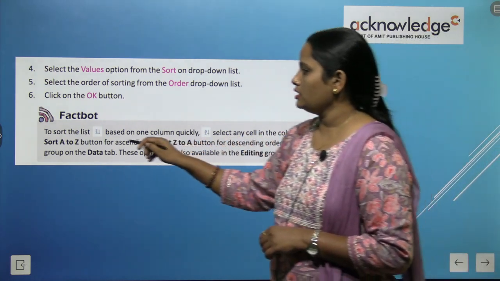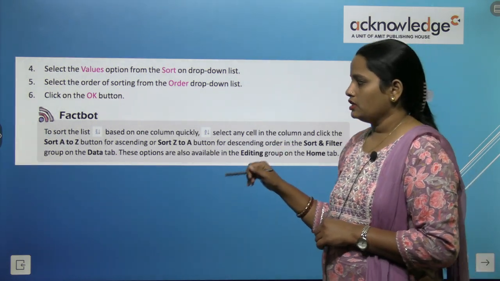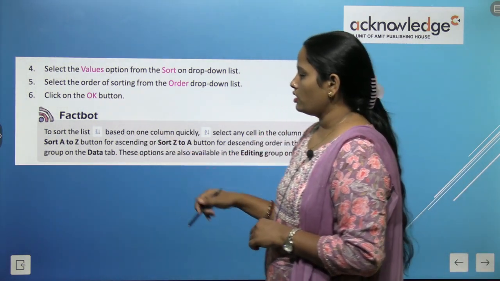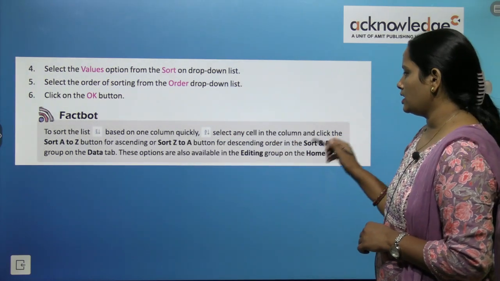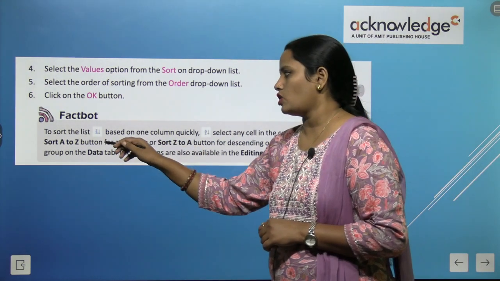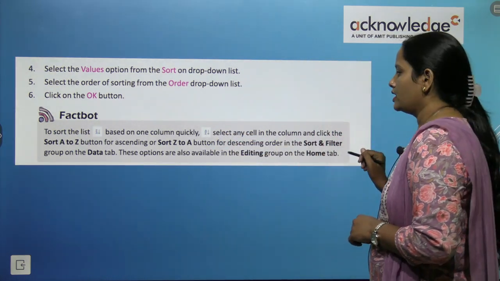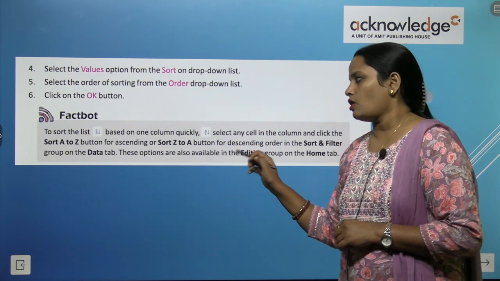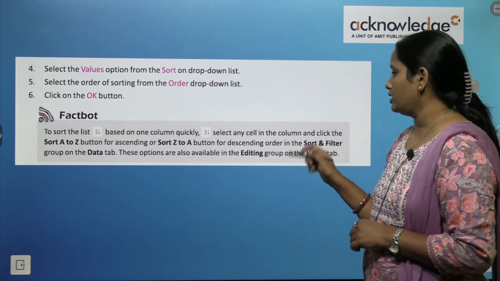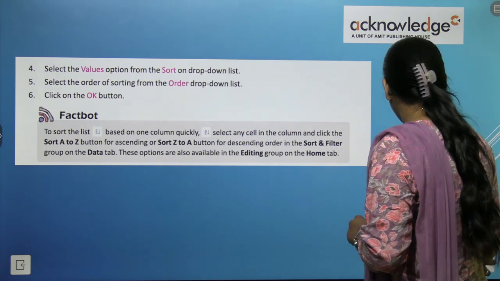So here we can see Z to A is sorted and A to Z is sorted. Means it is in the descending order and it is in the ascending order. Both are here. Select any cell in the column and click on the sort A to Z button for ascending and Z to A for descending order in the sort and filter group on the data tab. These options are also available in the editing group on the home tab. So another way is given here of sorting the data.